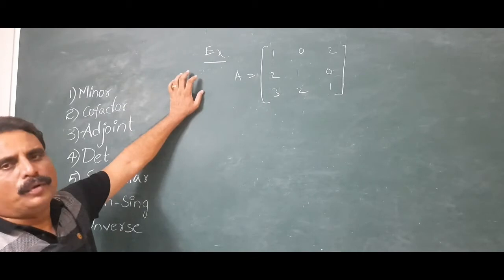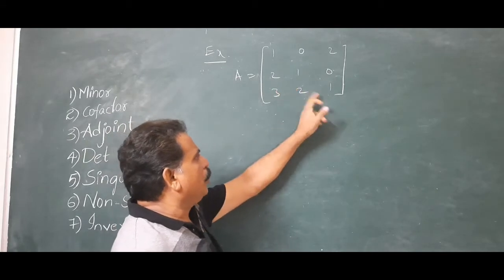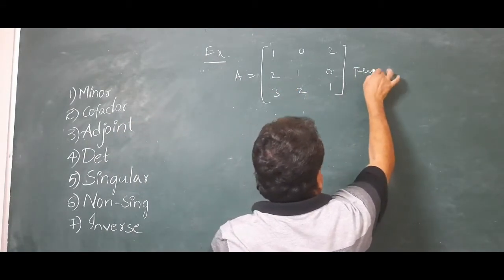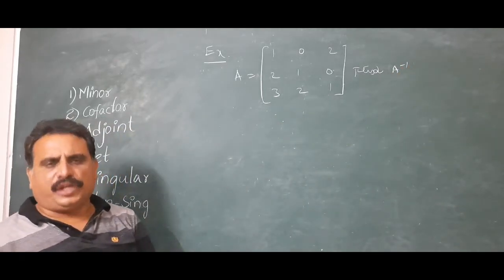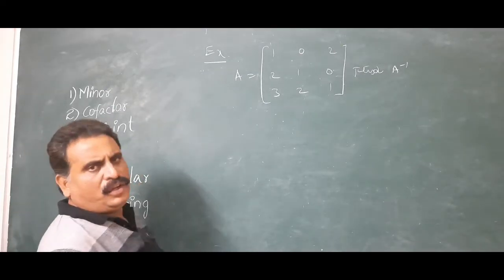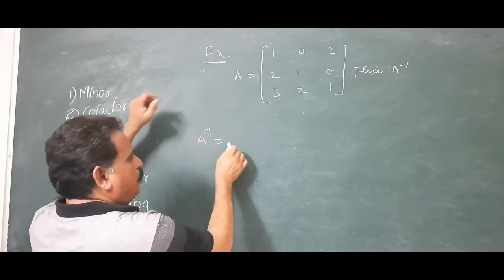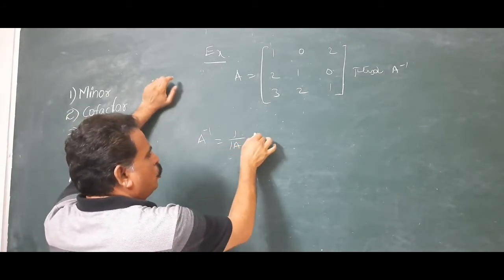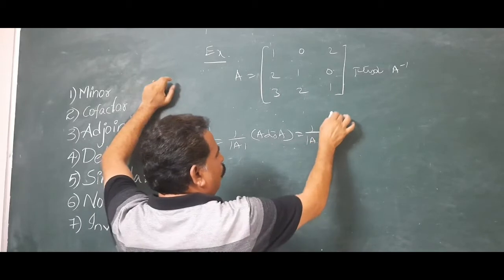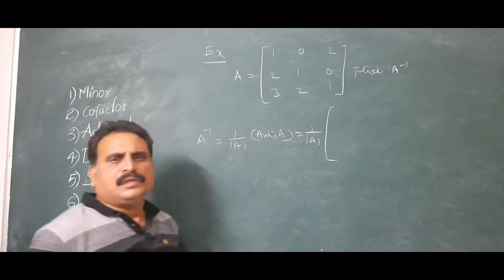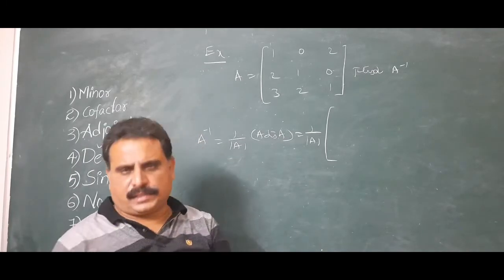Now we discuss one example. A equal to the 3 by 3 matrix 1 0 2, 2 1 0, 3 2 1. Find A inverse. A inverse equal to 1 by det A into adjoint A. So how to find A inverse? Now here, the easy method: 1 by det A into adjoint A. How to find the adjoint of the matrix? Adjoint of A is nothing but the transpose of the cofactor matrix.